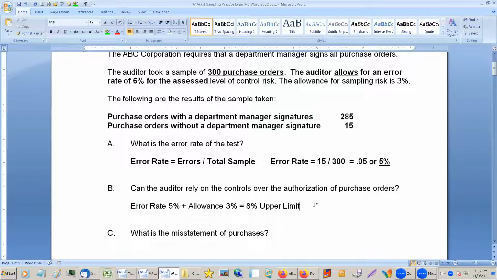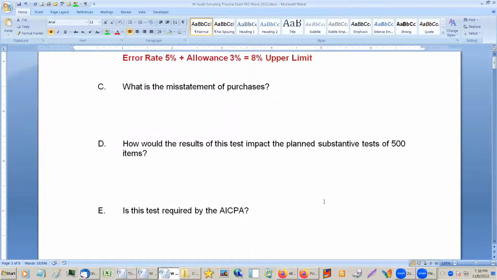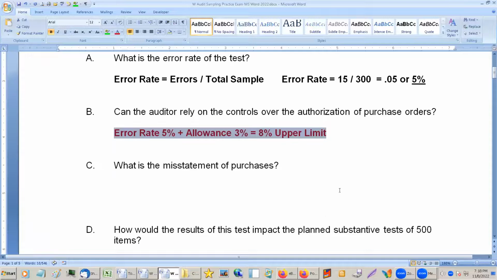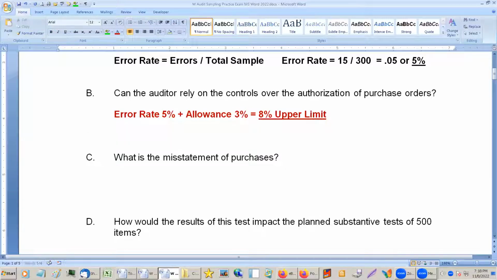Okay, so this is the upper limit. This is how bad things could be based on our sample. 5% of them were errors, plus there's allowance of 3%. This is a sample, it could be worse. And we're going to compare that to the allowable or tolerable rate.